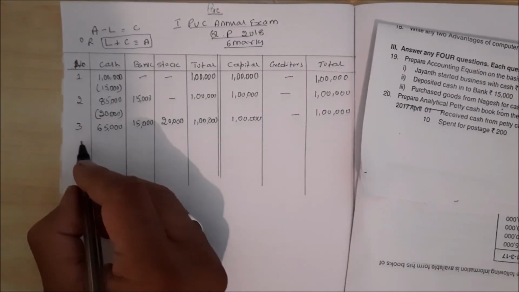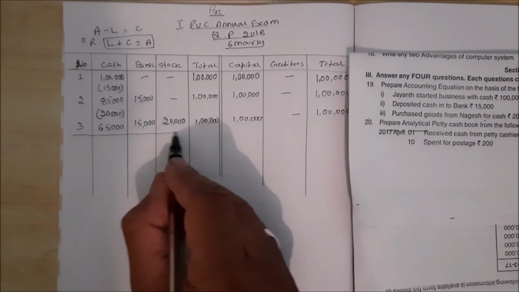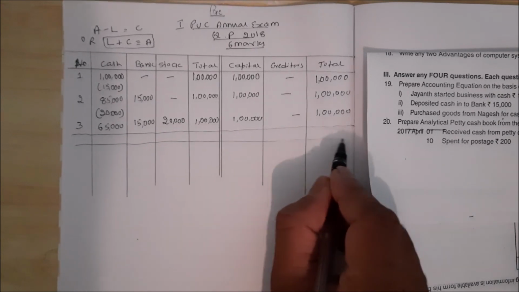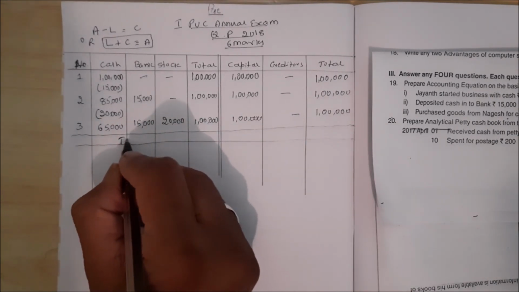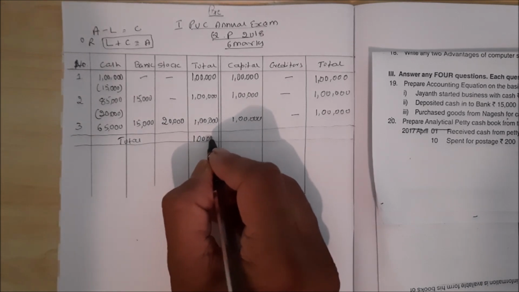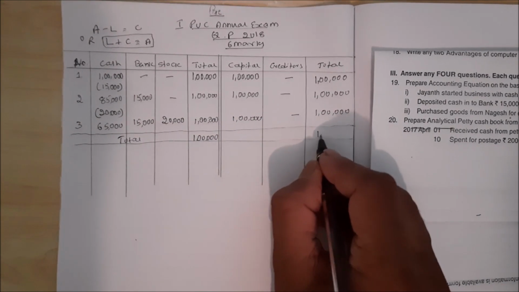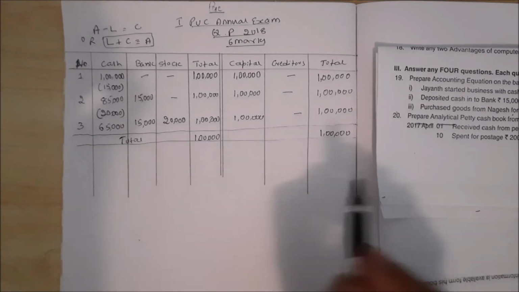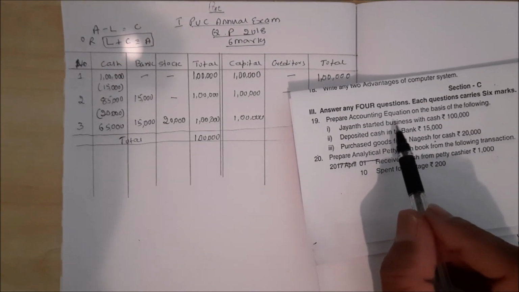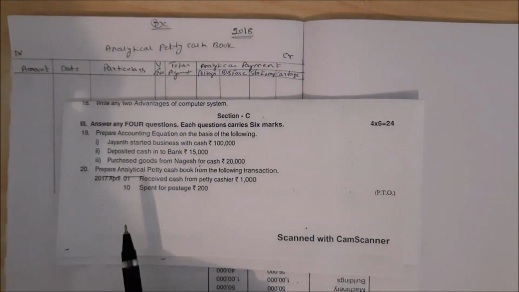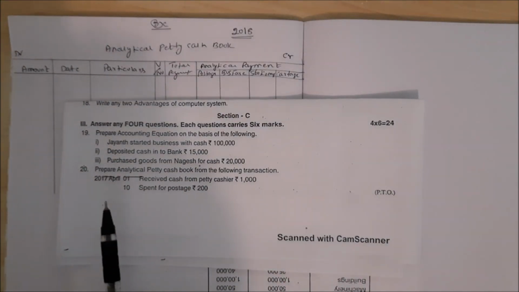If you write like this, then you will get 6 out of 6. Even you can write like this. Total is how much actually? 1 lakh. That is how we should solve the problem for 6 marks with the help of the accounting equation. Let us take the second problem in the same question paper.